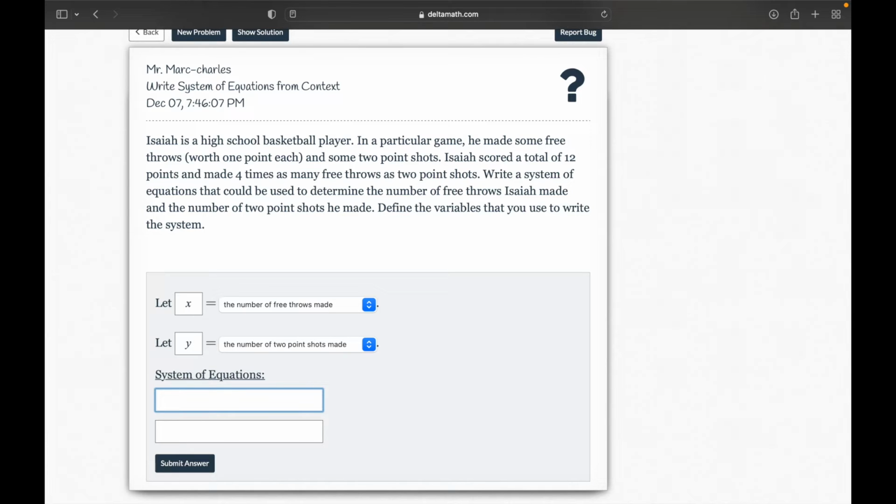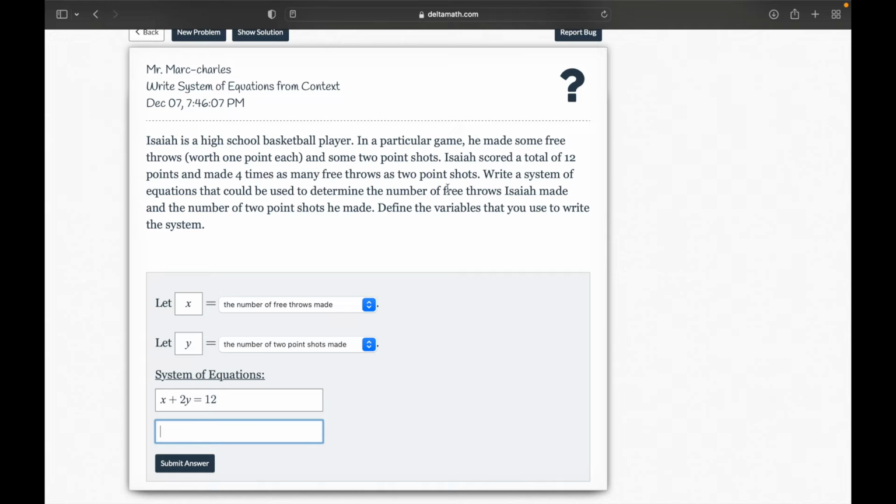Okay, so let's do the equation for the total amount of points, which is 12. 12 points total. Okay, there were some free throw shots made, which is 1 point each. So x is free throws. It's 1 point each, so you can do 1x or you can just do x. And there were some 2-point shots made. 2-point shots, well, that's 2y would equal 12. So 1-point shots, 2-point shots, 12 points total.